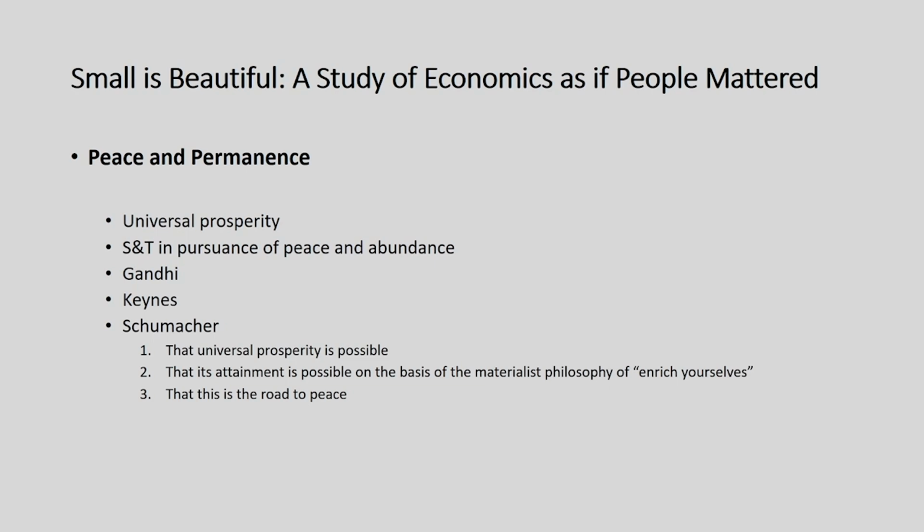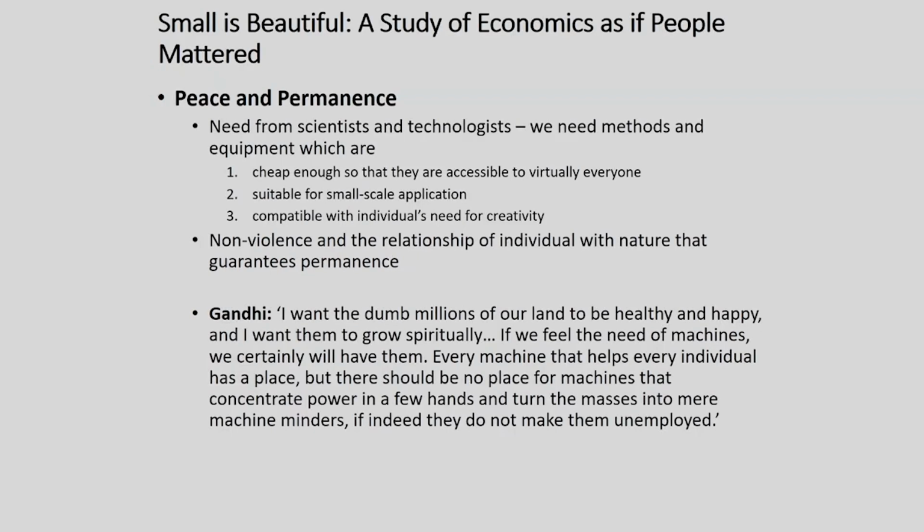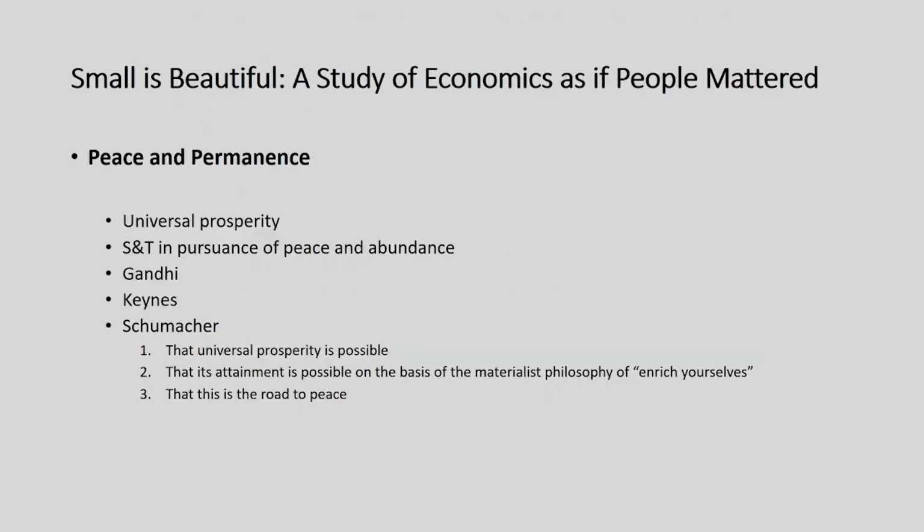The road to heaven is paved with bad intentions. Okay, if you look at this, the proposition that Schumacher made may be divided into three parts. One, that universal prosperity is possible. Two, that the attainment of universal prosperity is possible on the basis of what? On the basis of the materialist philosophy of enrich yourselves. And then he goes back to Marx.